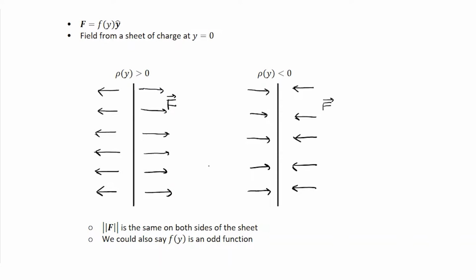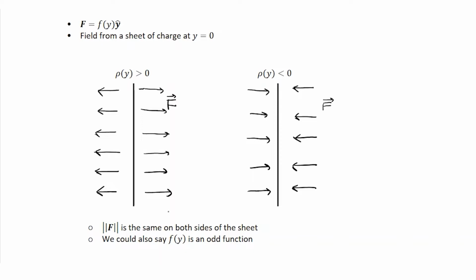Now, I want to mention that the magnitude of F would be the same on the left-hand side and the right-hand side of this sheet. And you could also think that f of y, which is this y component of f, is an odd function. Why? Because it's positive on the right-hand side and it's negative on the left-hand side. And then here, same situation. Also, this f of y flips sign at y equals 0. So same scenario.